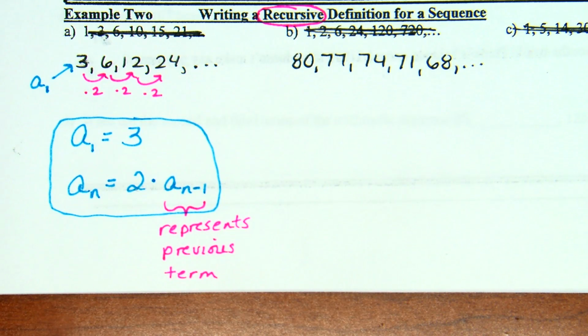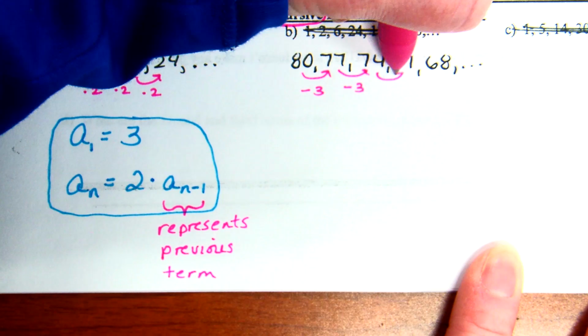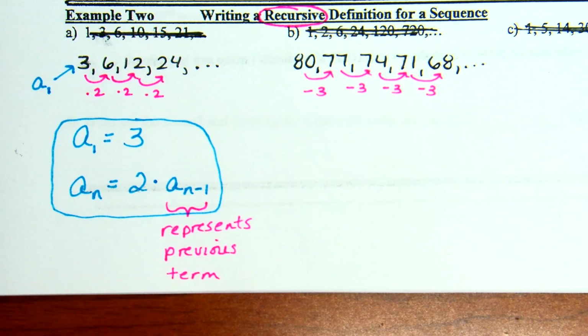Observations about this sequence. You're going out for work. 80 minus 3 is 77. 77 minus 3 is 74. 74 minus 3 is 71. And 71 minus 3 is 68. Okay.